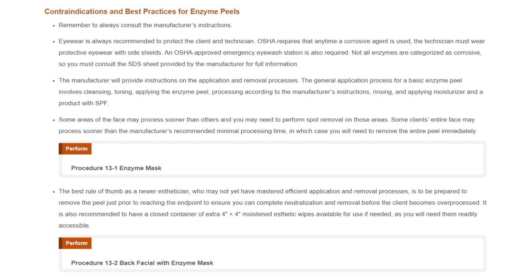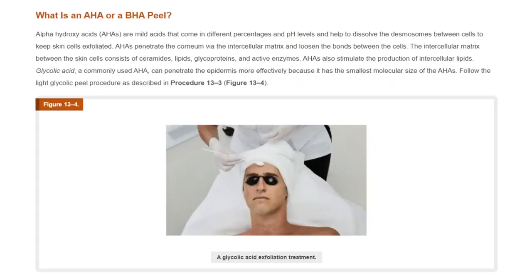Procedure 13:2 Back facial with enzyme mask. What is an AHA or a BHA peel?